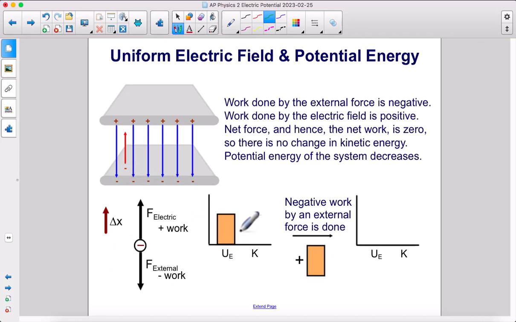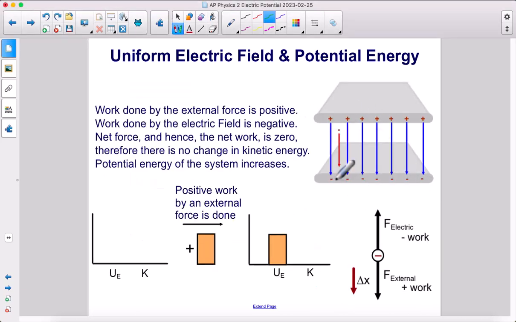If we look at the energy bar chart, while this negative charge is close to the negative plate, there's potential energy in the system. But then, this external force is removing energy from the system. Therefore, we end up with no energy.